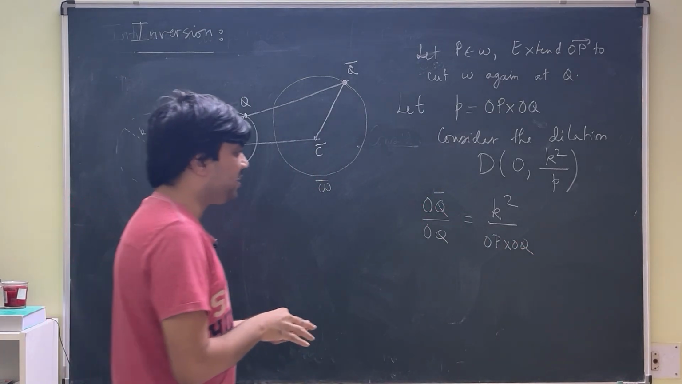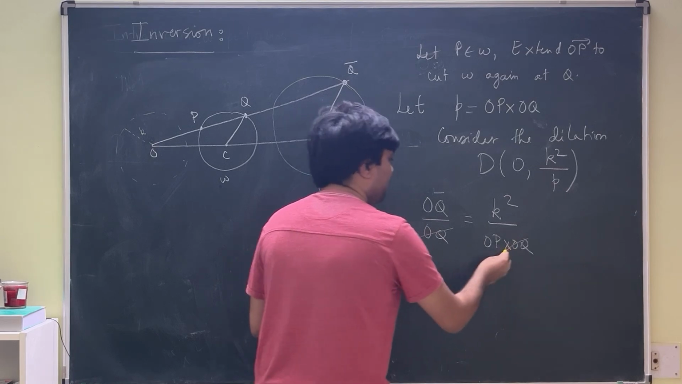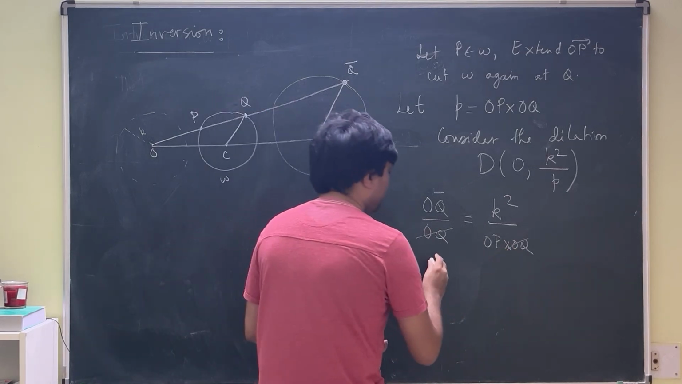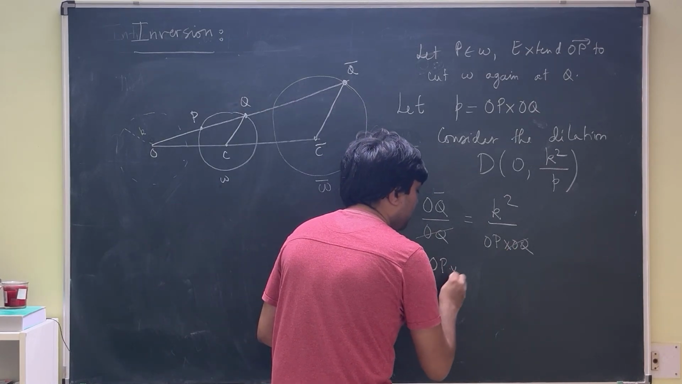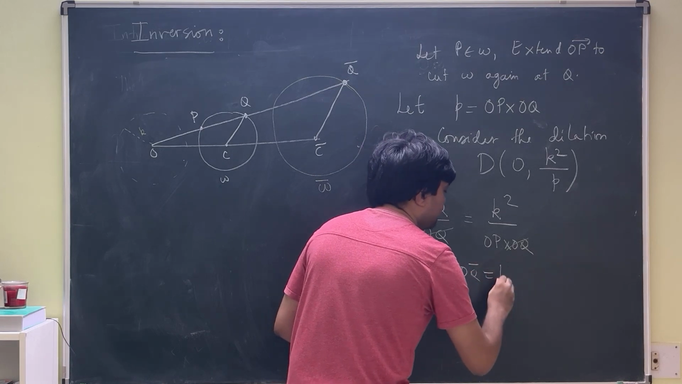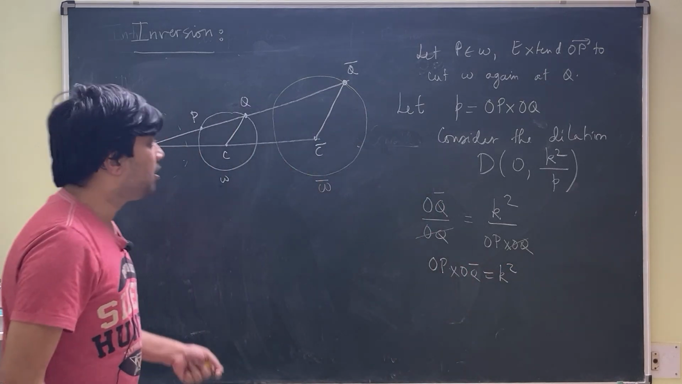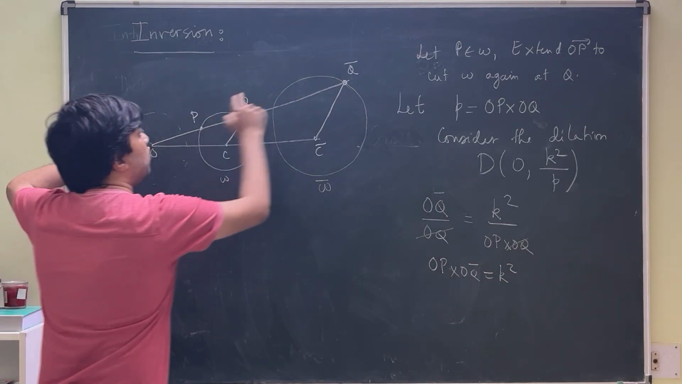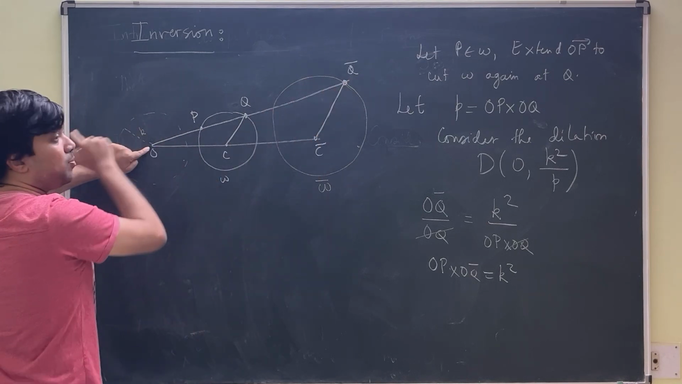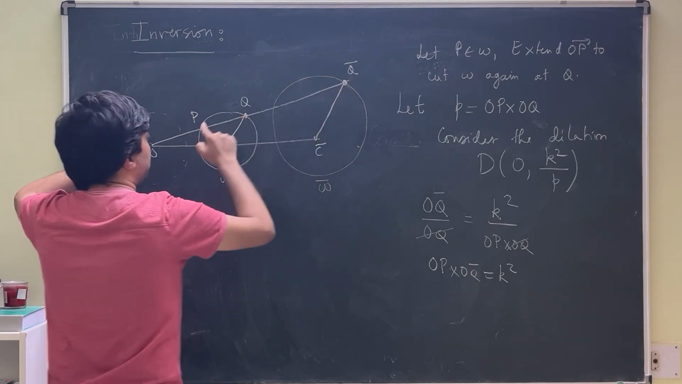Now see, something very interesting happens. This OQ and this OQ cancel. And if you rearrange, you will see OP into OQ bar is k square. So OP into OQ bar is the radius square. So by definition of inversion, Q bar must be the inverse of P.